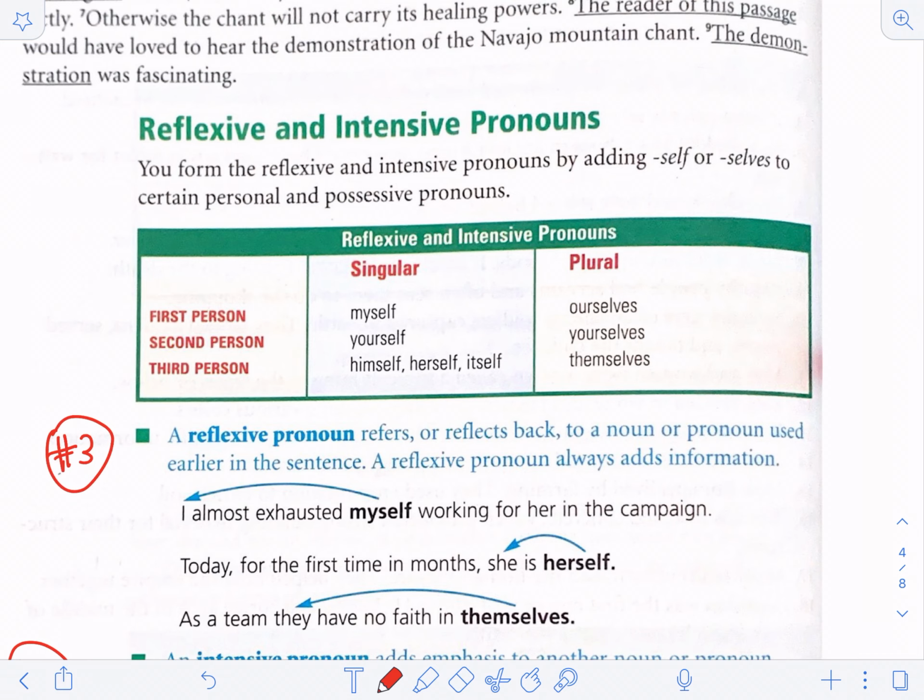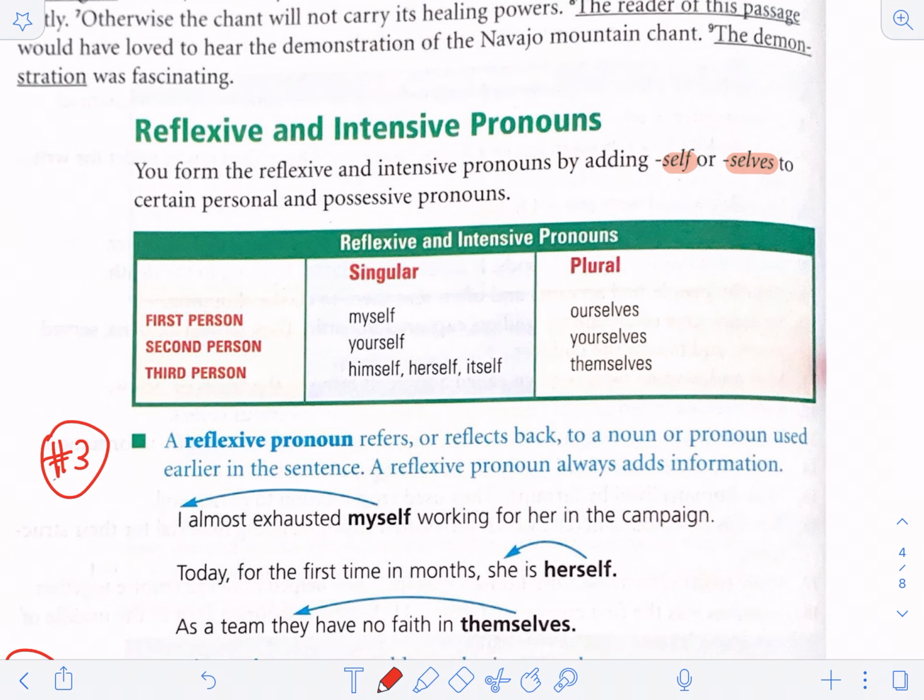You form reflexive and intensive pronouns by adding self or selves. Notice that this is singular and this is plural. Myself and ourselves are first person. Second person always has the you in it. Okay. Yourself and yourselves. And then we have third person singular, himself, herself, itself, as well as themselves. Now note, and this is where students get confused, the words are the same for both categories. All of these words are reflexive and intensive.